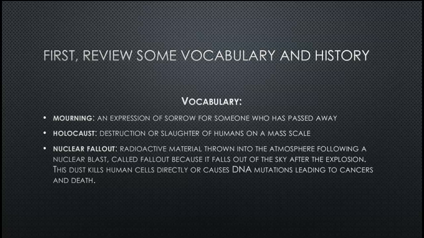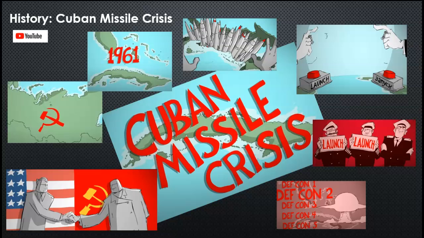If you can't tell from some of the vocabulary there, this story takes place at a particular time in American history, which was called, in 1961, the Cuban Missile Crisis. During this time, the Soviet Union and the United States were in some pretty severe tensions about Cuba, which is just off the south tip of Florida. And the Soviet Union was putting missiles on Cuba.